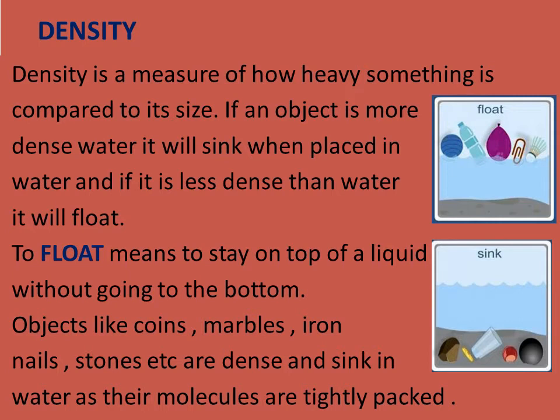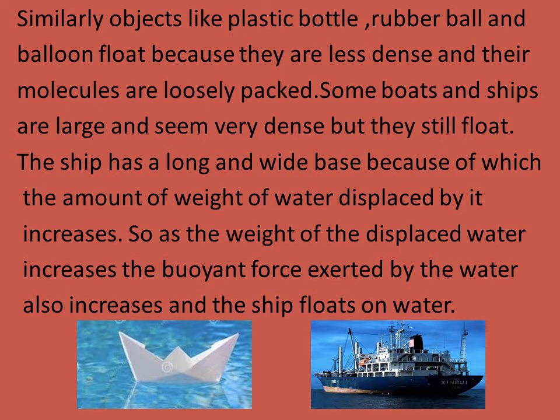Objects like coins, marbles, iron nails, stones, etc. are dense and sink in water as their molecules are tightly packed. Similarly, objects like plastic bottle, rubber ball and balloon float because they are less dense and their molecules are loosely packed. Some boats and ships are large and seem very dense, but they still float.